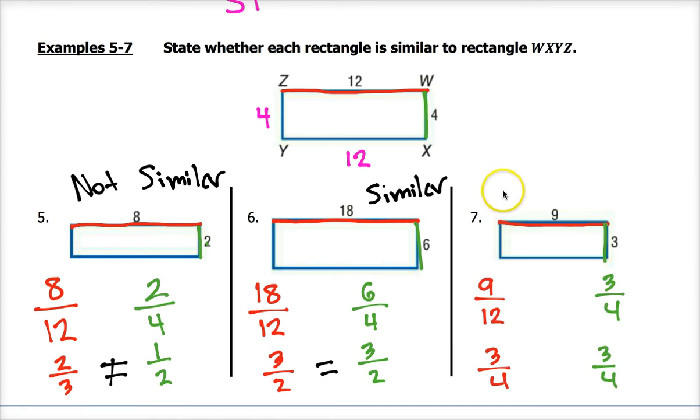Okay, the same process for number 7. So we're comparing the top side on this rectangle, 9, to the top side on our original, 12. So 9 to 12 reduces to a ratio of 3 to 4. And then comparing the other sides, 3 to 4 doesn't reduce, it is just 3/4. And these are, in fact, equal ratios. So we can say that rectangle 7 is also similar to the top rectangle.